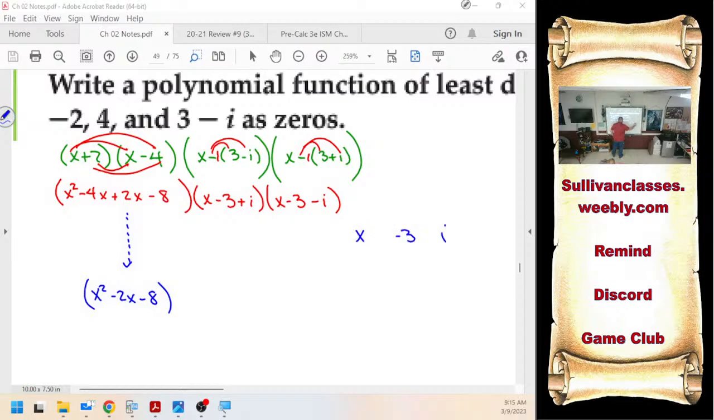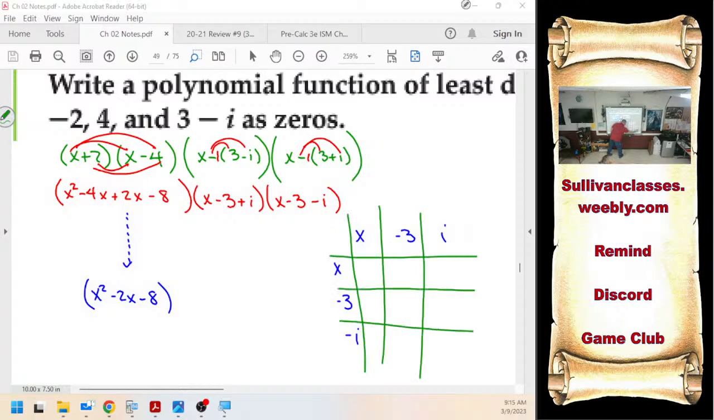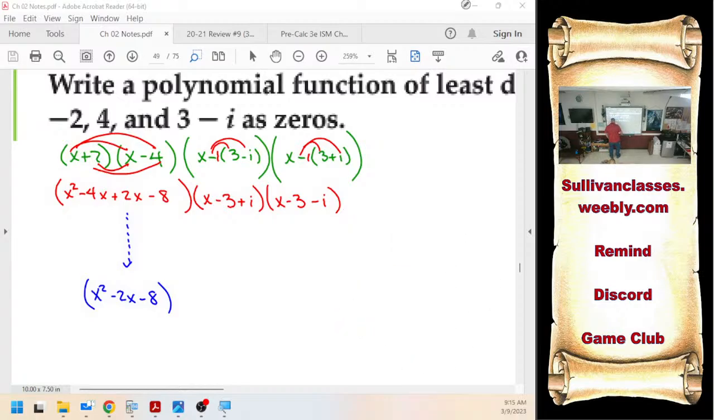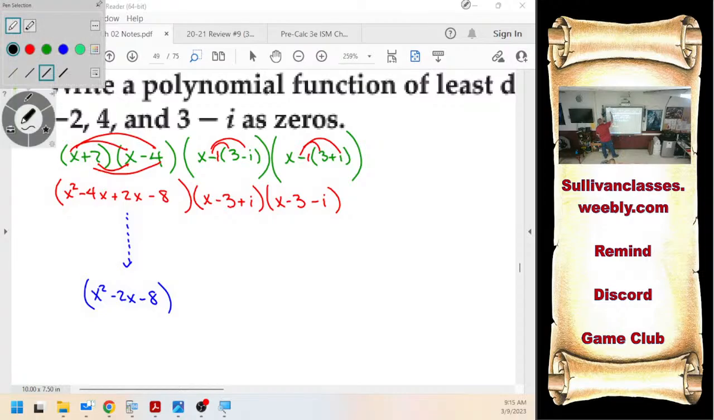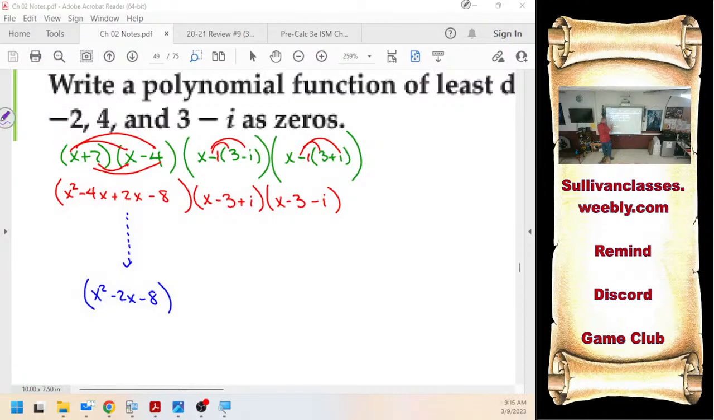x minus 3 plus i, x minus 3 minus i. Right? Instead of Punnett square, it's like Punnett cube. Okay? You can do that. Absolutely. So you multiply them however you're going to multiply them. My personal preference is I distribute, but I keep them stacked so that the like terms are always lined up.